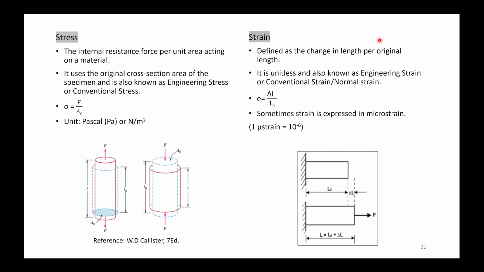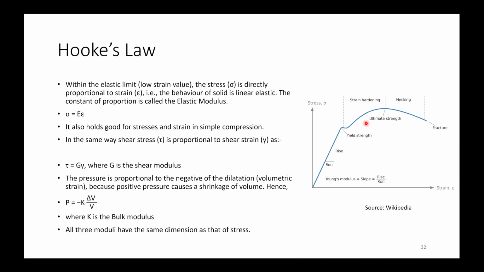Strain is defined as the change in length per unit original length. It is unitless and also known as engineering strain or conventional strain. And strain e will be equal to delta L upon L naught. Sometimes strain is expressed in microstrain, which is 10 to the power minus 6.